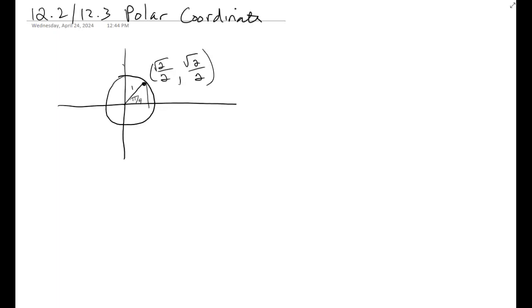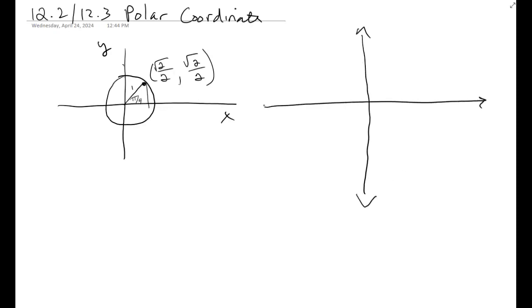Well, this is our rectangular system. That's our x, there's our y. Our polar coordinate system works a little bit differently. We still draw these axes, but we don't really use them the same way. The way we use the axes is we actually use them first with the angle, the way you're used to working in trigonometry.